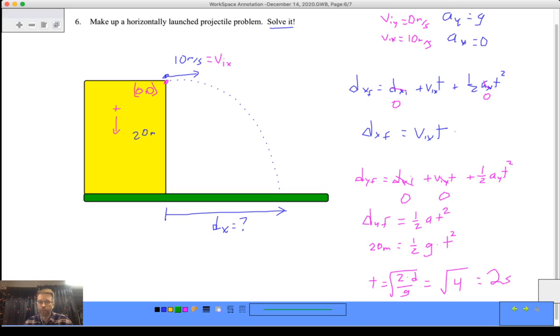V initial x is 10 meters per second. Time in the air we figured out was 2 seconds. It sounds like it's going to go a nice, clean, even 20 meters. That's very convenient. It's very symmetrical too, but we now know that this distance traveled is going to be 20 meters. There is a quick horizontal launch problem.